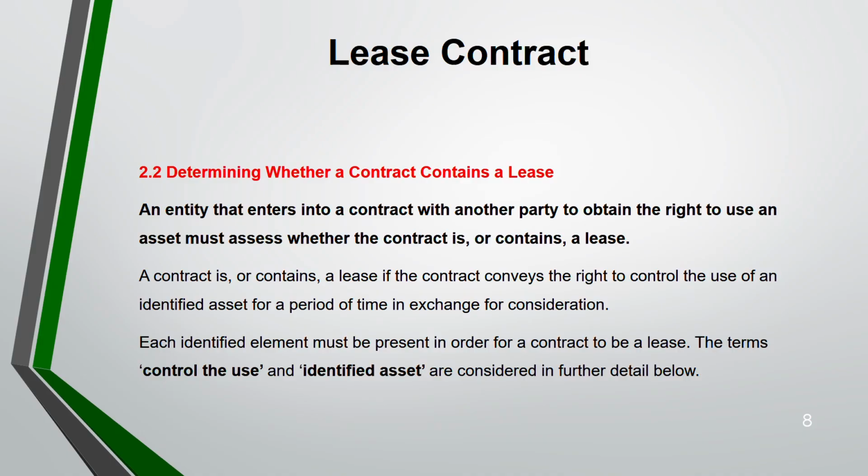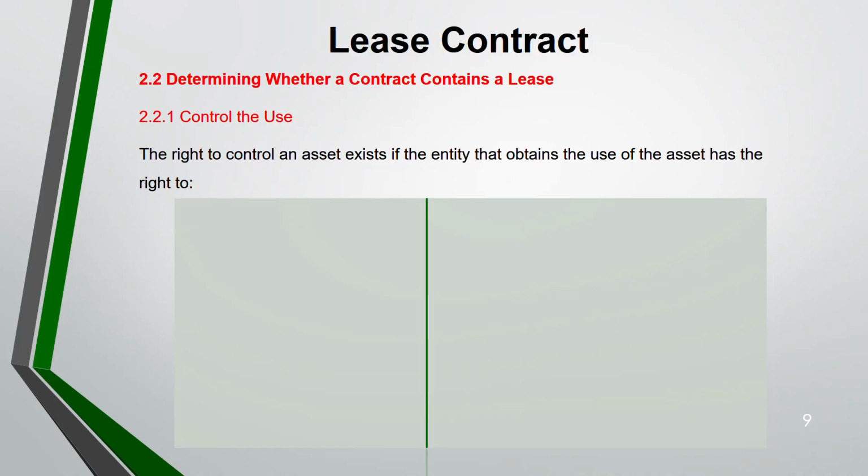One is control the use and the other one is identified asset. Very important. This has to be there for your contract to be a lease. First, let's go through control the use.